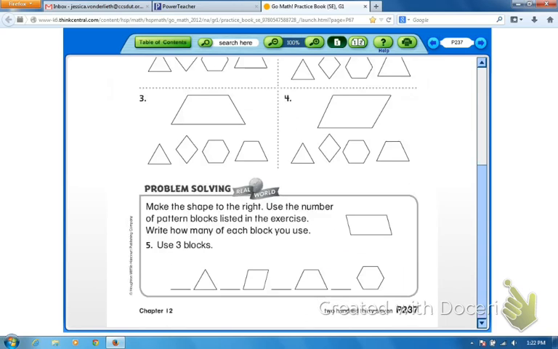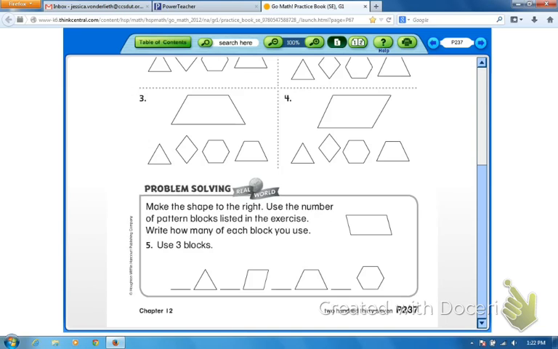So here's our shape that we are trying to make right here. We have to decide out of those 4 pattern blocks, which ones did we use to make that shape, and it wants us to use 3 of them. It would be 2 triangles, 1 rhombus, and 0 of the other shapes.